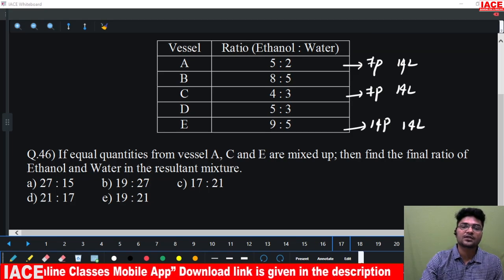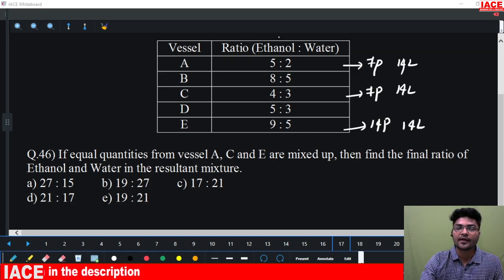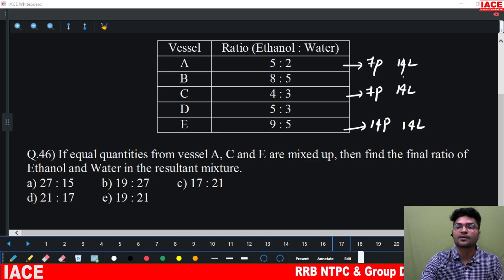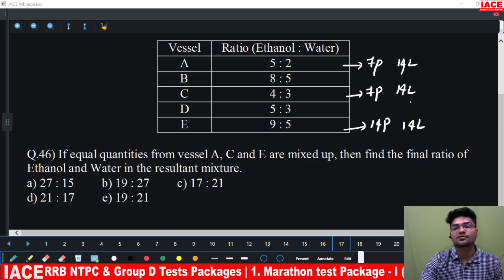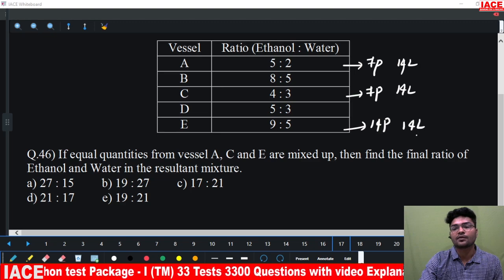Now the calculation is easier. How much ethanol will be there in A? 7 parts is 14, means 1 part is 2. In C, 7 parts is 14, means 1 part will be again 2. And in E, 1 part will be 1.